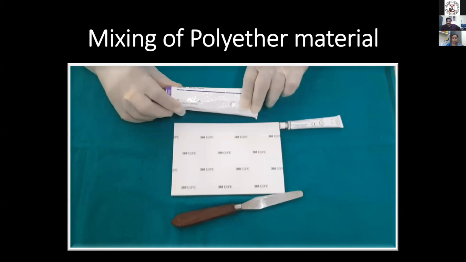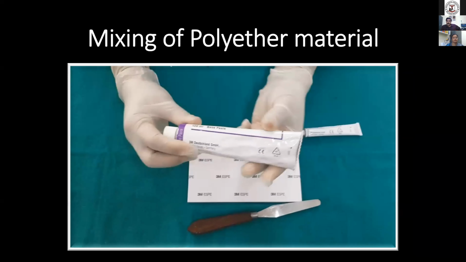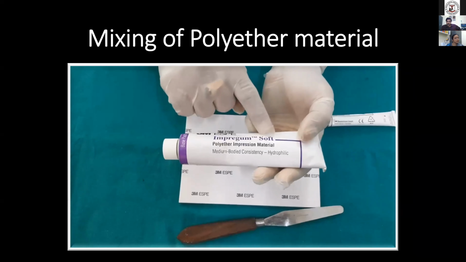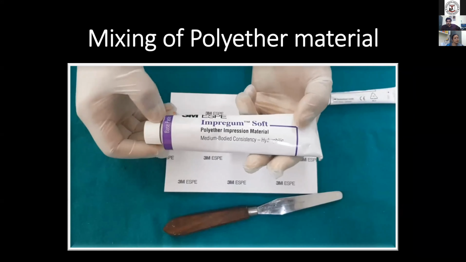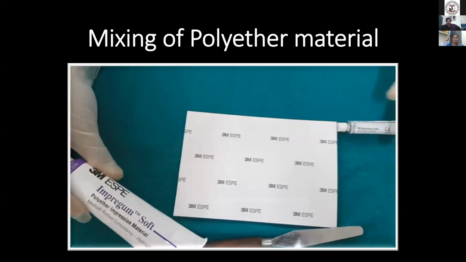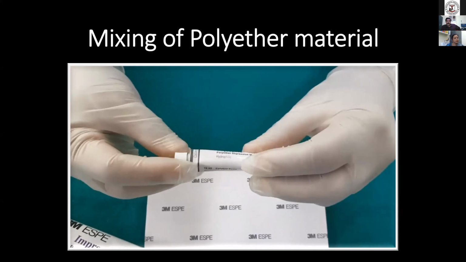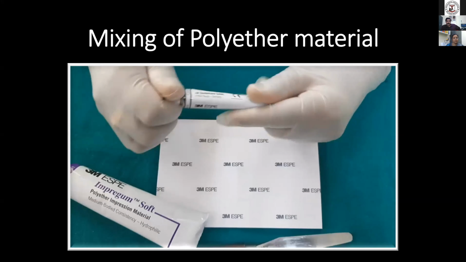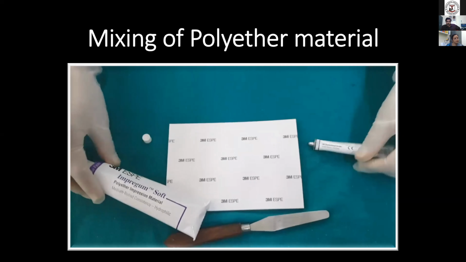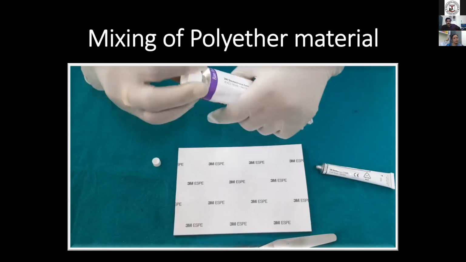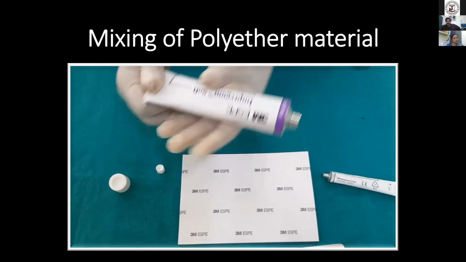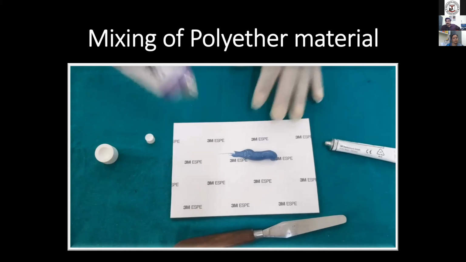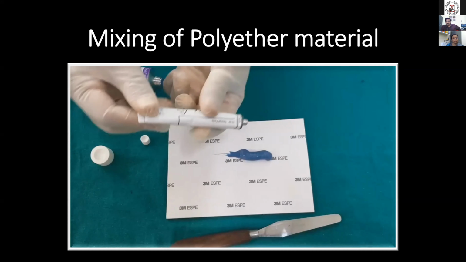Now we will see how polyether is mixed. As I told you earlier, polyether is available as base paste and catalyst paste. Equal length of the two pastes has to be dispensed. In contrast to addition silicone material, catalyst is dispensed in less quantity. Base material is of major volume, so sufficient quantity of base has to be dispensed. Take equal volume of catalyst paste.